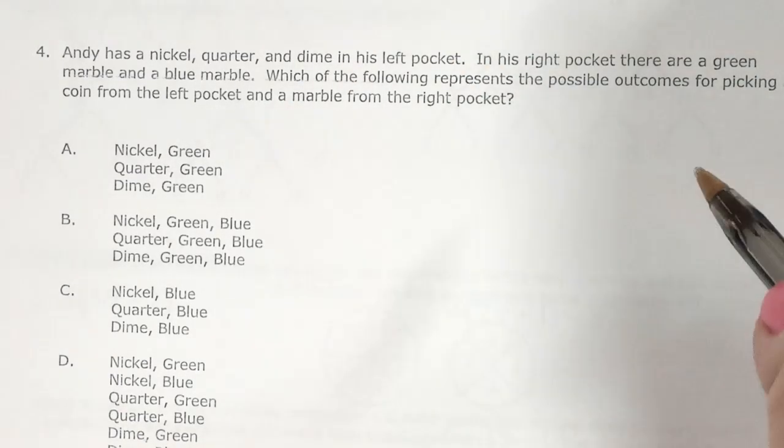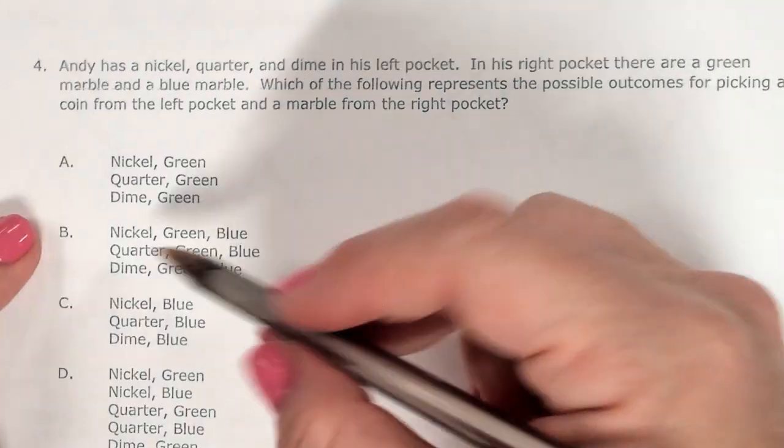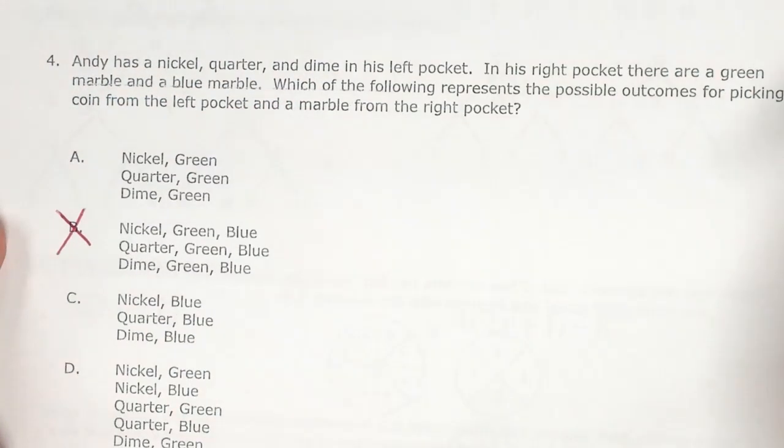So knowing that, he only picks 2 things at a time. So which one can I cross off right away? B, because that's 3 things. He didn't do 3 things. He only did 2 things.